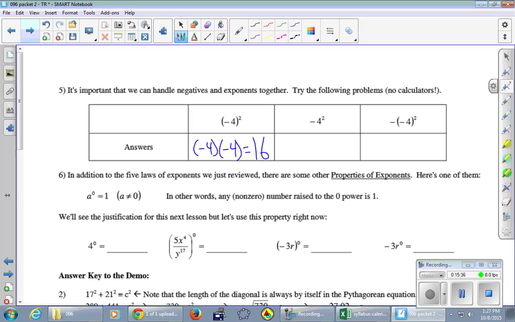The next box is a -4 squared. And I know some people in this room are looking at that and thinking it's the same problem and it's the same answer, 16. But it is not. Because that squared is not strong enough to affect that negative sign in the front. Exponents just have a smaller reach than a lot of us give them credit for.